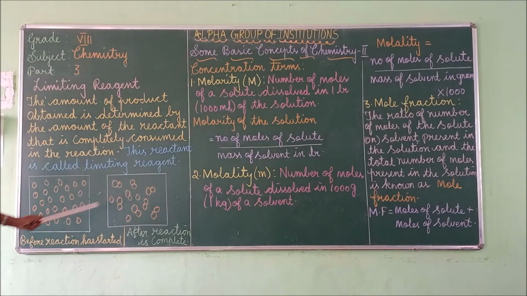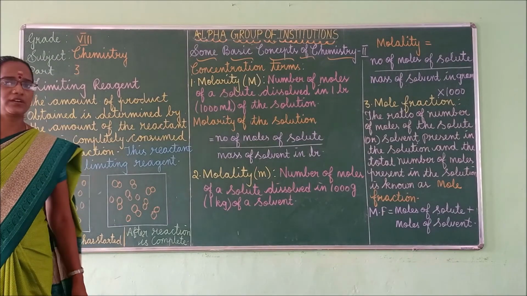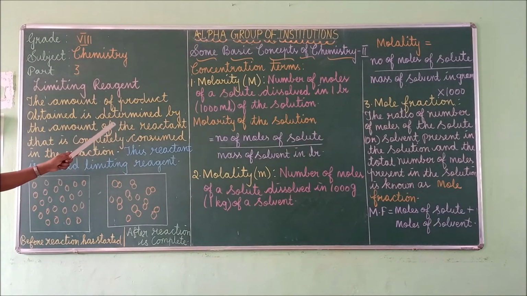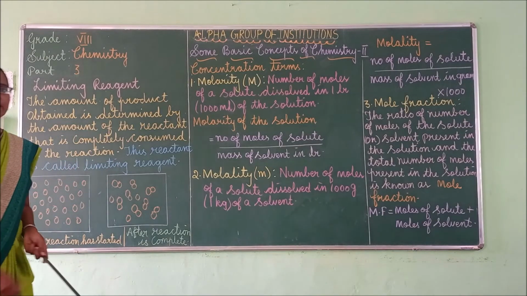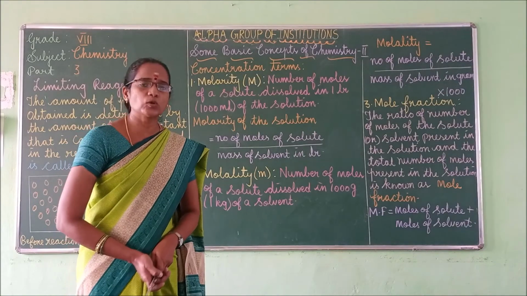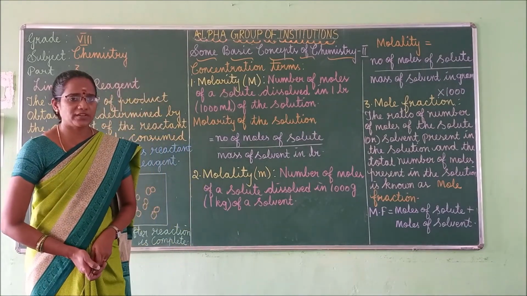So look at the diagram. This one shows the situation before the chemical reaction has started. This diagram shows once the reaction is completed, the reaction takes place like this. So this mentions before the reaction has started, and this one after the completion of the reaction. So limiting reagent means the reactant that is completely consumed in the reaction.